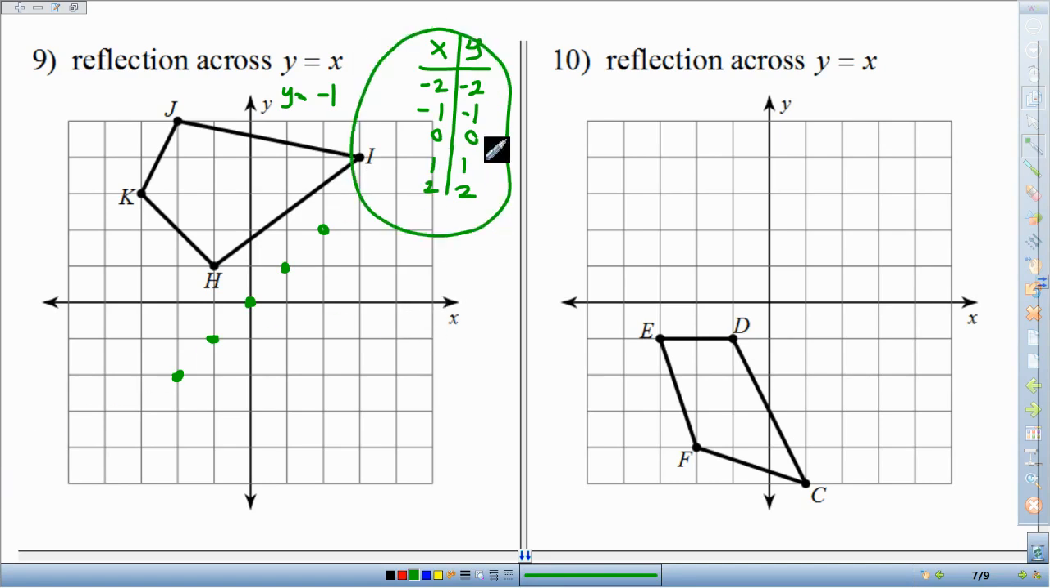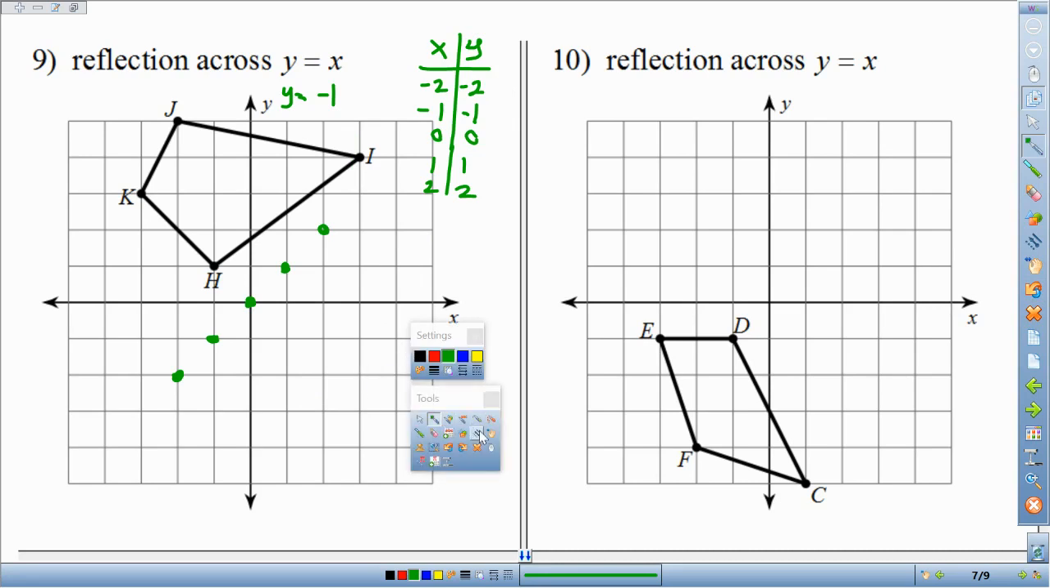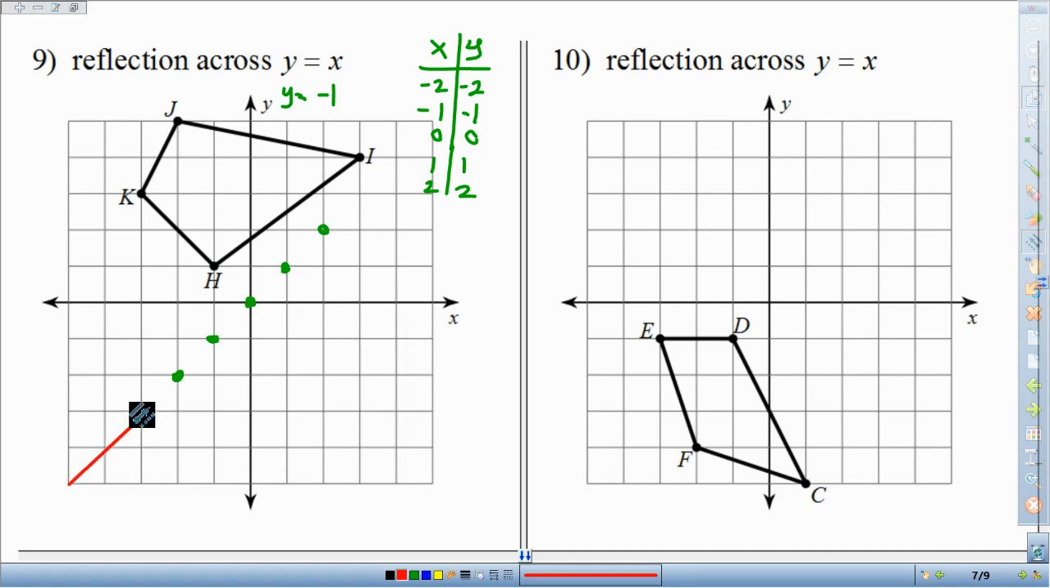You don't need to do this every time. This is just me showing you how we found the line. But now you just need to memorize y equals x. That's a line that basically goes from the bottom left corner to the top right corner. Make sure your line is hitting all of these little cross points.